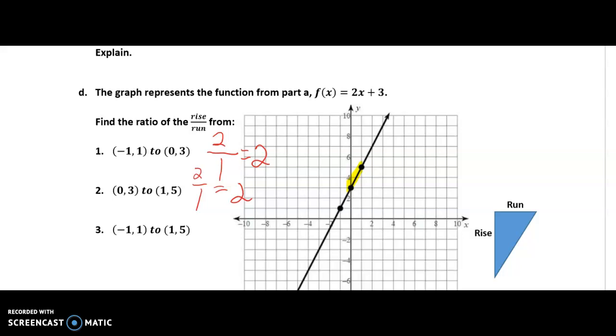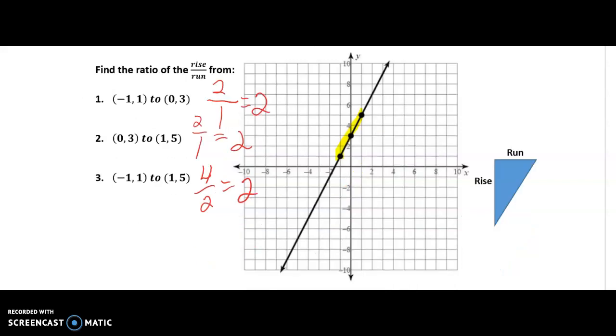All right, so now we're going to move on to number 3, where we're going from negative 1, 1 to 1, comma 5. Here we're going the full distance from this point, negative 1, 1 to 1, comma 5. So again, the rise-run ratio. We're going to start with this point down here and rise 1, 2, 3, 4. So we got a rise value of 4, and then we're going to run to the right 2 boxes. The rise of 4 and run of 2 gives us our rise-run ratio, 4 over 2, which we can simplify down to just 2.